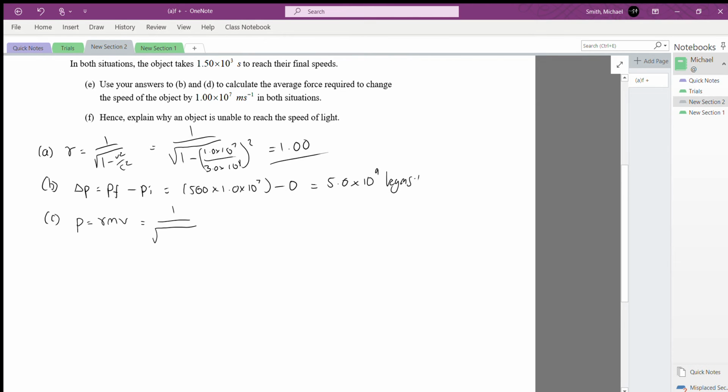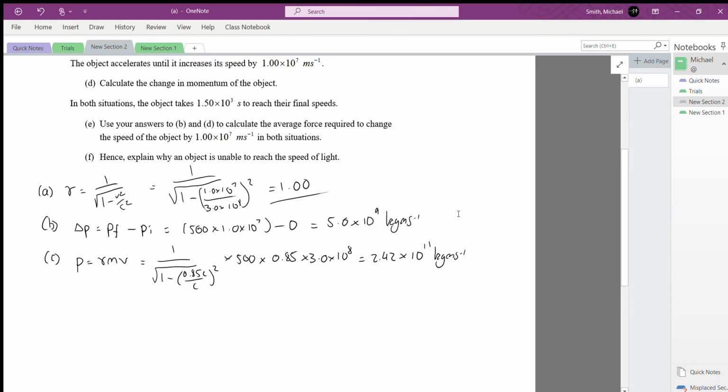So here, 1 on the square root of 1 take 0.85 c on c all squared, multiplied by 500, multiplied by 0.85 c, so 0.85 times 3 times 10 to the power of 8, and if we substitute that into our calculator, we get 2.42 times 10 to the power of 11 kilograms meters per second.